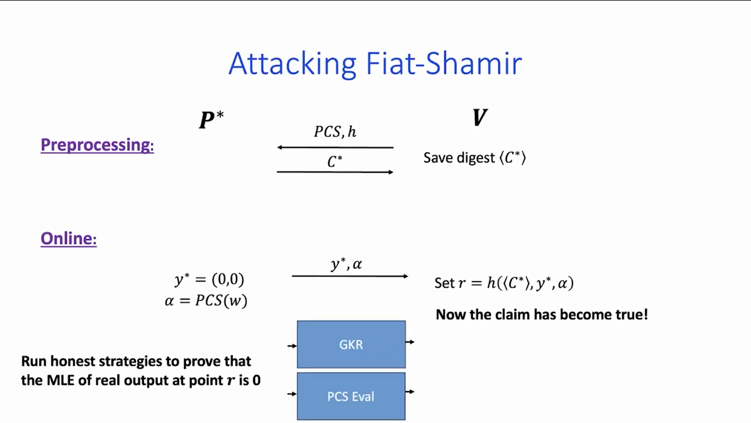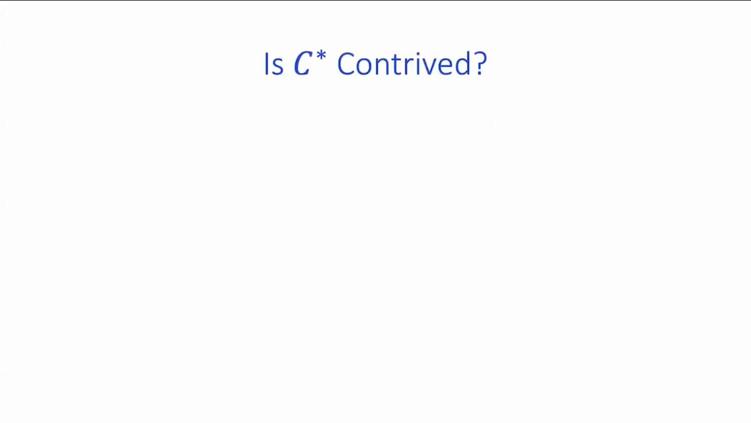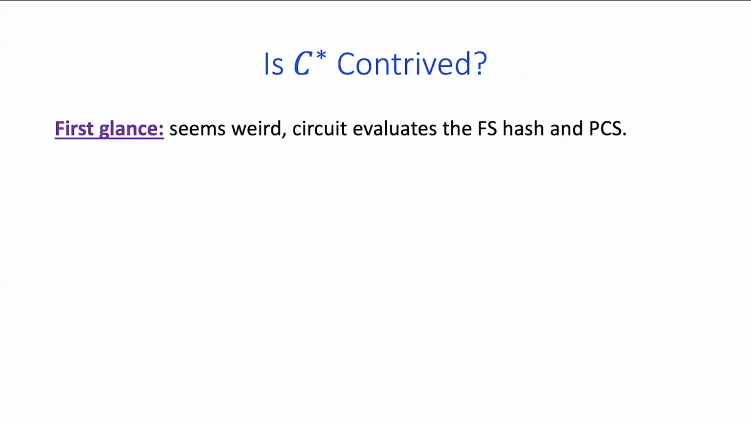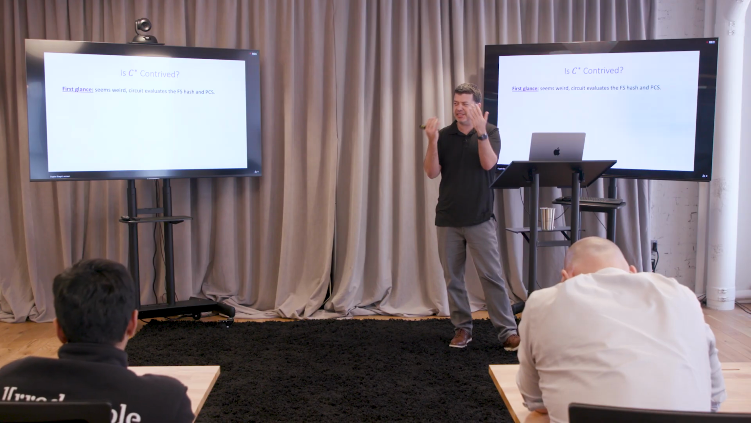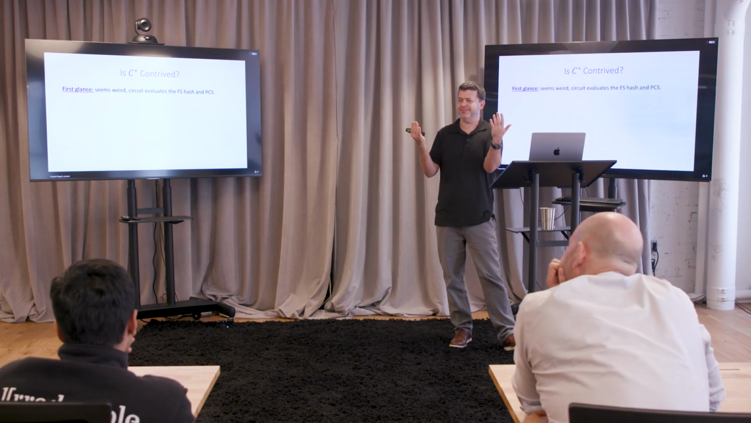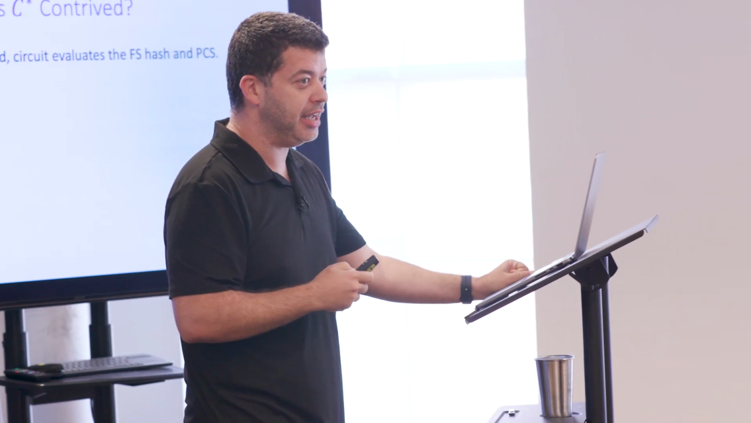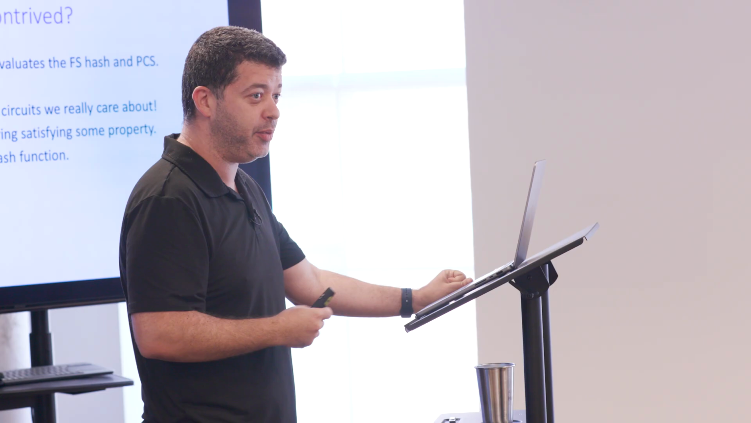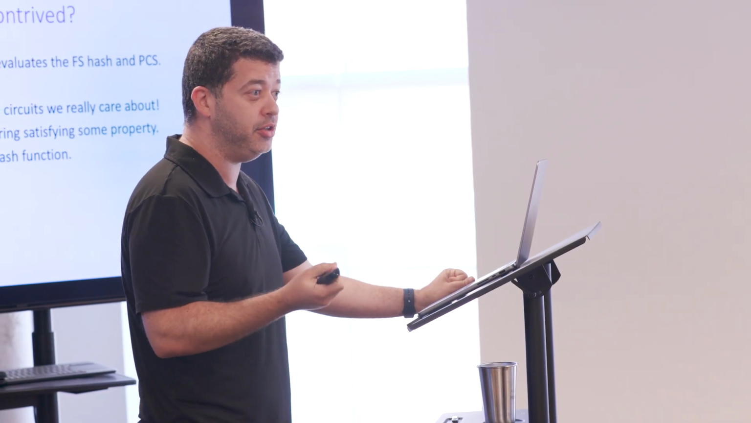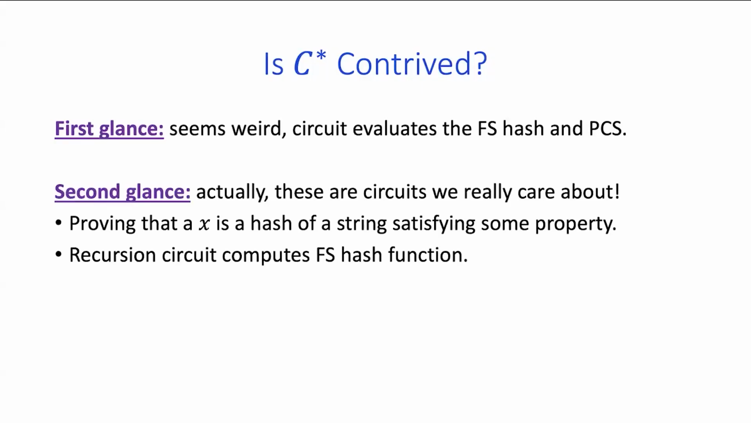So now it goes back to Tim's question that occurs quite frequently: is the circuit C star that we built contrived? And at first glance, you might say it definitely looks weird. It's doing something like evaluating the Fiat-Shamir hash function inside. It's doing a PCS evaluation. That's weird. So I want to argue that this is actually not weird, in the sense that circuits that we actually care about a lot tend to do these things. And I'll try to give 2 examples.